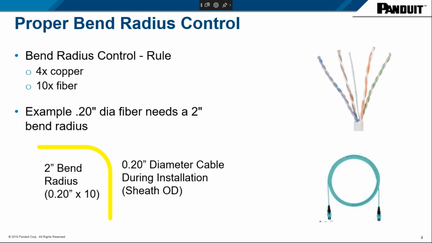So as we're considering this example showcased here below, if you have a 0.2-inch diameter fiber cable, you need to have a 2-inch bend radius control. And as we take a deeper dive into the product offering, one of the products we are going to highlight is FiberRunner, and that has a 2-inch bend radius control to accommodate fiber cables.